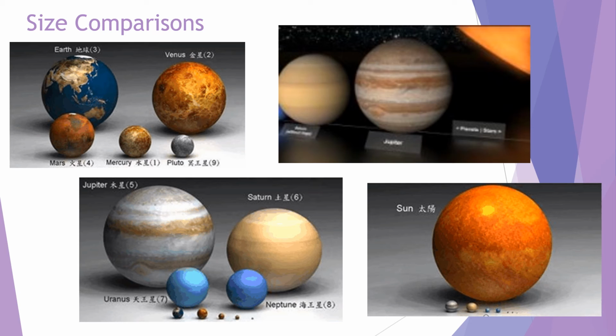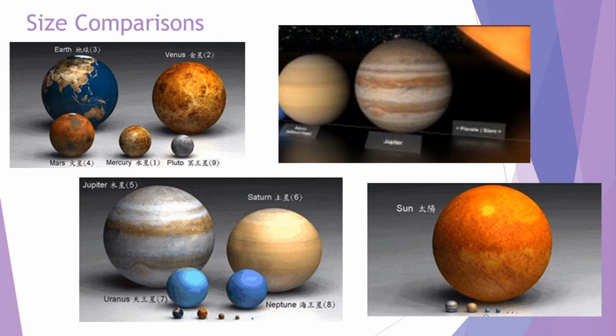Here's a slide comparing the size of the planets. Up here we have Earth. We're looking at the inner planets in this first diagram: Earth, Venus, Mars, Mercury. You'll see the size differences there, Earth being the largest, followed by Venus, Mars, and then Mercury the smallest. You'll see Pluto here. We know Pluto isn't considered a planet anymore. It's a dwarf planet. Pluto was even smaller than Mercury.